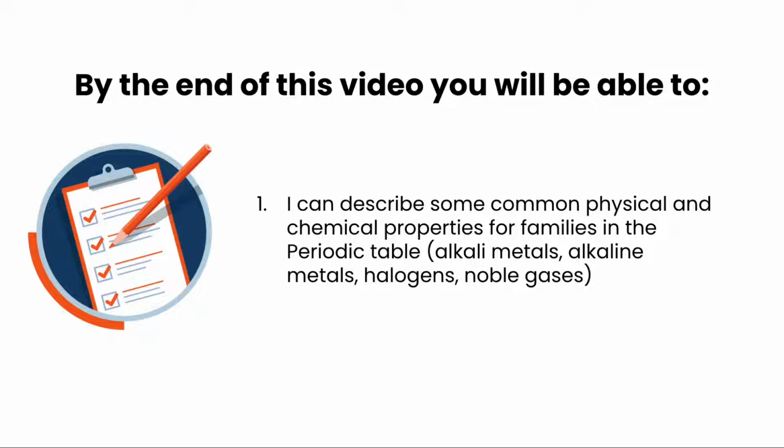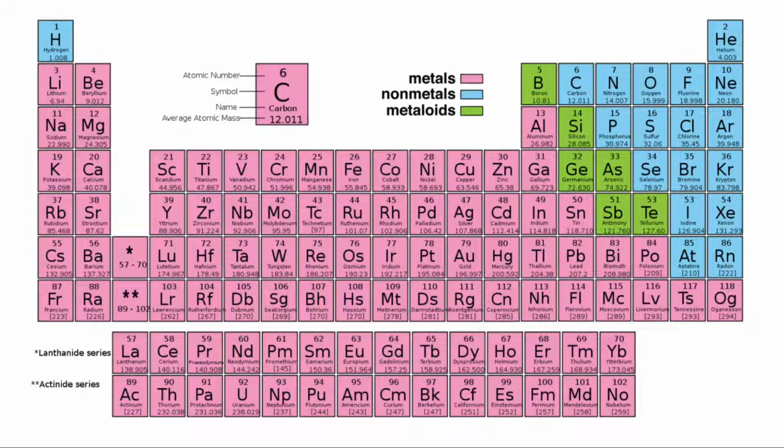In this video, we're going to take a look at some of the common physical and chemical properties for families in the periodic table. Namely, we're going to do the alkali metals, alkaline earth metals, our halogens, and our noble gases. Let's first start by taking a closer look at our periodic table and locating metals, nonmetals, and metalloids on it.